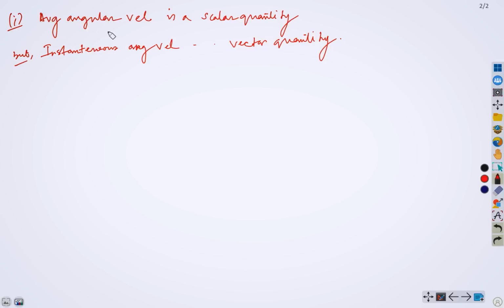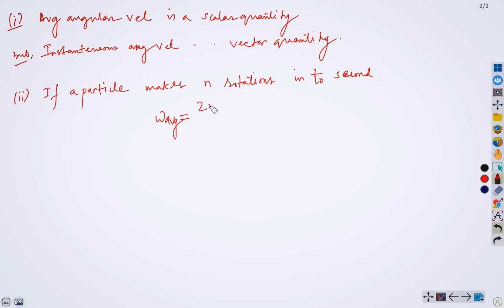Another important point I want to write here: if a particle makes m rotations in t0 seconds, say, then the average angular velocity is given by this formula, 2 pi m upon t0, radian per second. Okay, this is radian.